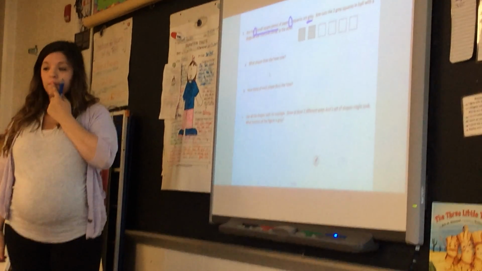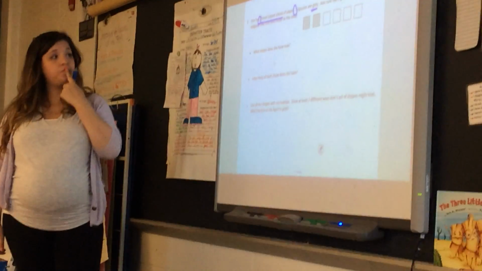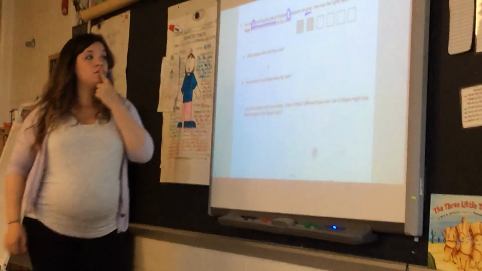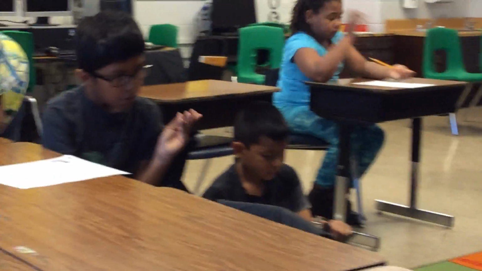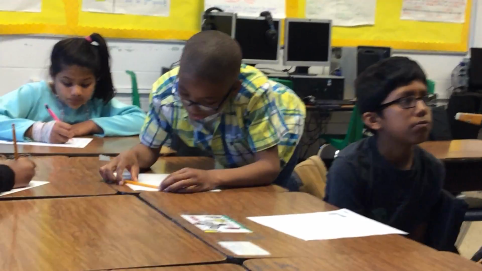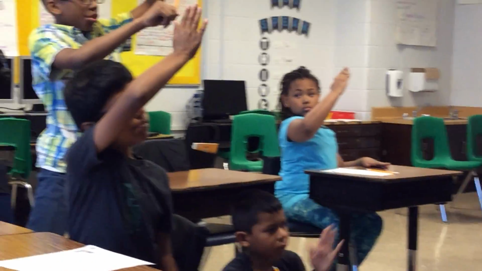Ethan? It says she cuts 2 gray squares in half with a diagonal line from one corner to the other. Does everyone know what a diagonal line is? Yes. Show me with your arm and your hand how a diagonal line goes. Good. Diagonal lines go like this.